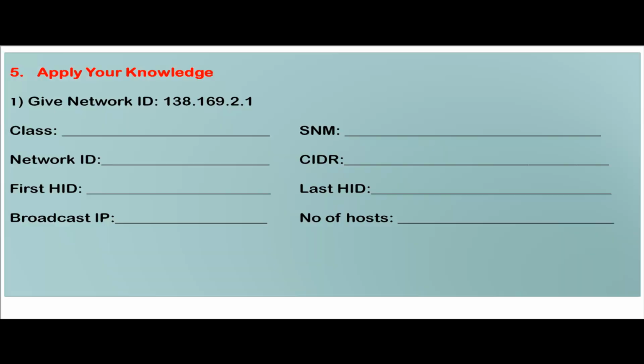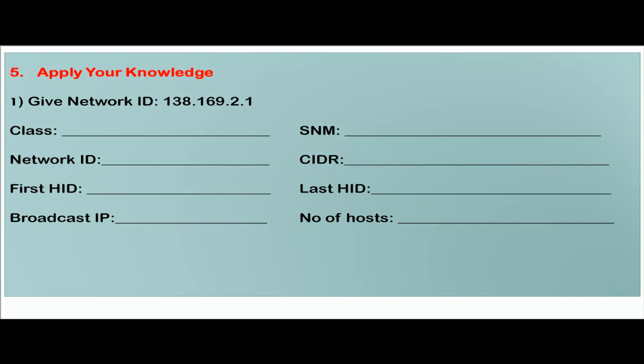So in the first lab, the fifth type of problem or the fifth question is apply your knowledge. In this apply your knowledge, we are going to see 4 problems. That means whatever we learned from the beginning, the first 4 exercises, we are going to apply that particular knowledge here. Now, given a network ID or IP address, something is given to us.